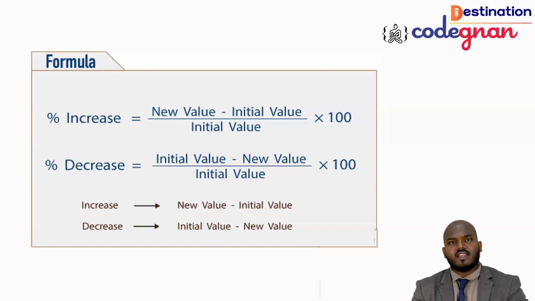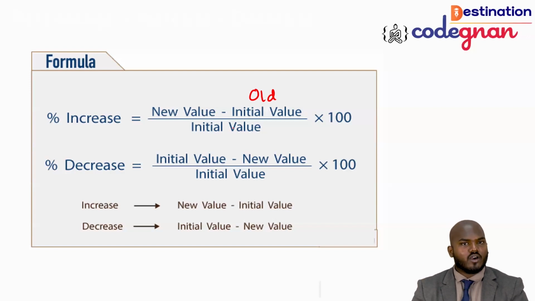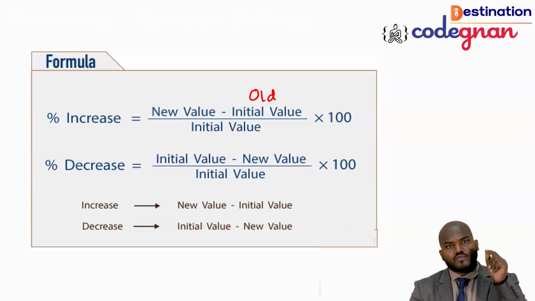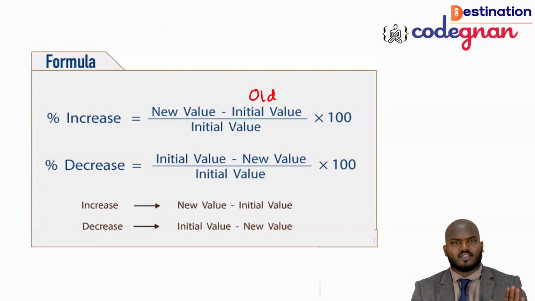That is new value minus initial value. Initial value means we can call it old value. New value minus old value by old value cross 100. If you're not able to understand initial value, you can call it old value there. So we directly apply it and see how the formula can be effectively useful. This is the first and foremost formula you're going to apply here.